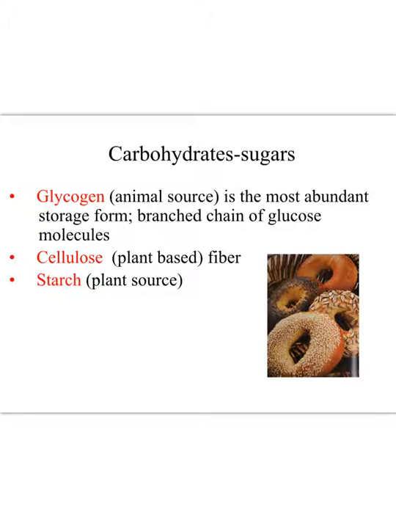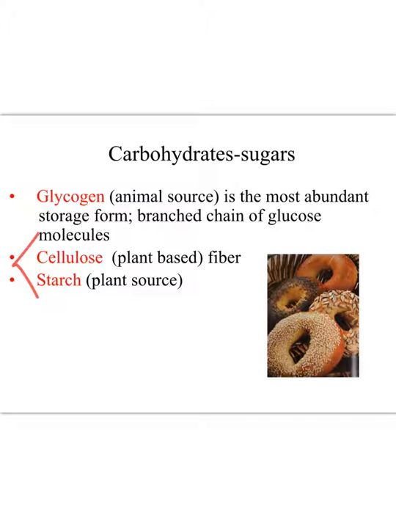There are three types of carbohydrates you should know about. The only one that is animal-based is glycogen. This is something that your body can break down, and you'll see this in all types of meats. We do store energy in our muscles as glycogen. The two types of plant-based carbs are cellulose and starch.